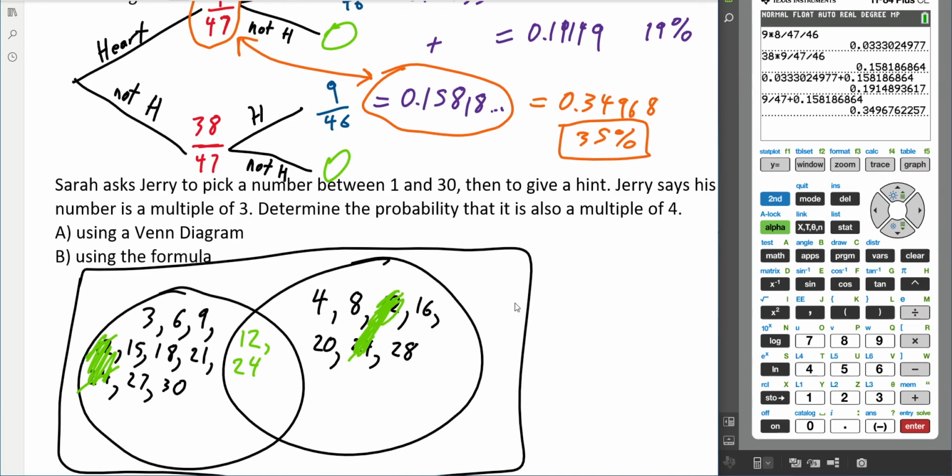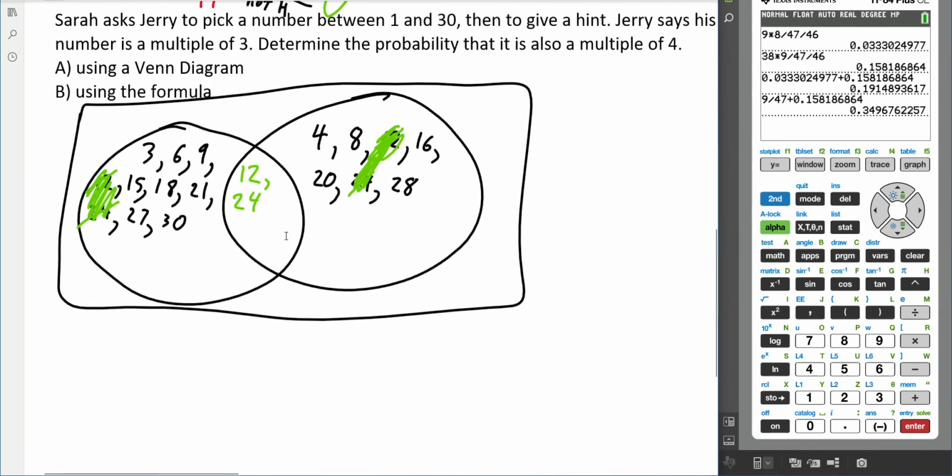So determine the probability that it's also a multiple of 4. Well, once you know that it's a multiple of 3, there are 10 in total. So maybe I'll just scroll down so you can see that. So there's 10 numbers in total that fit in the 3 category. Right? So out of the 10, 2 of them overlap with the 4 category. Okay, so 2 out of 10.